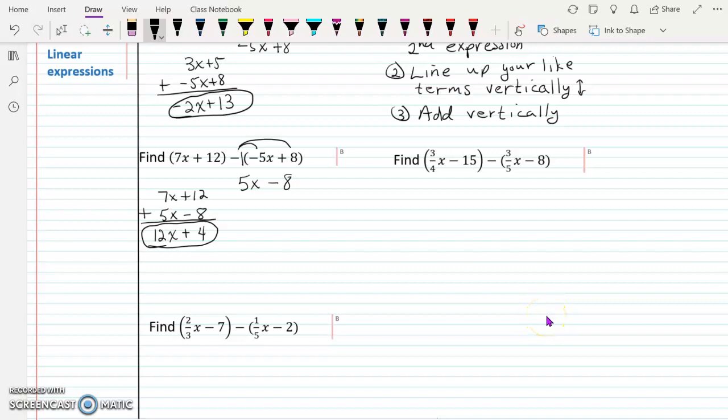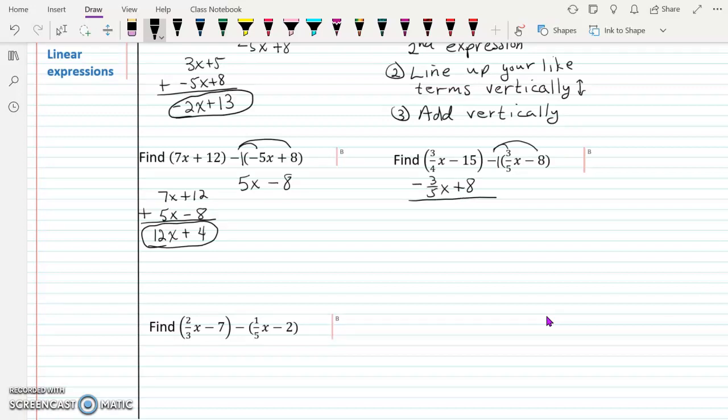Okay, let's go ahead and take a look at the next one. So here we're going to do 3/4 x minus 15 minus 3/5 x minus 8. So again, we're going to distribute. So that's going to give us a -3/5 x. You know what, guys, I think I'm going to go ahead and just write that below the other expression as I go. So distribute, I'm going to have a -3/5 x. And I'm going to have a +8 as I distribute that -1 to the -8.